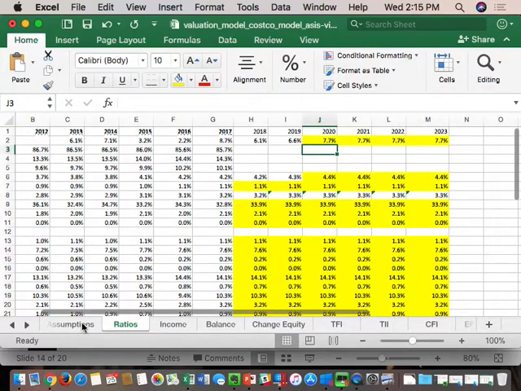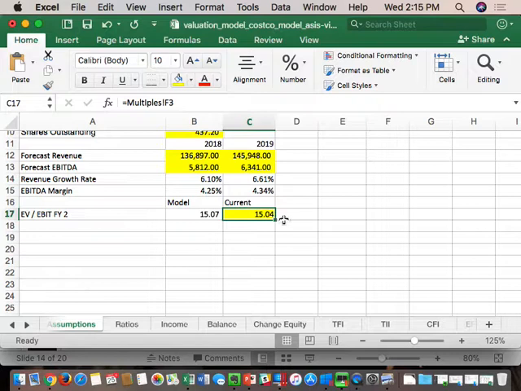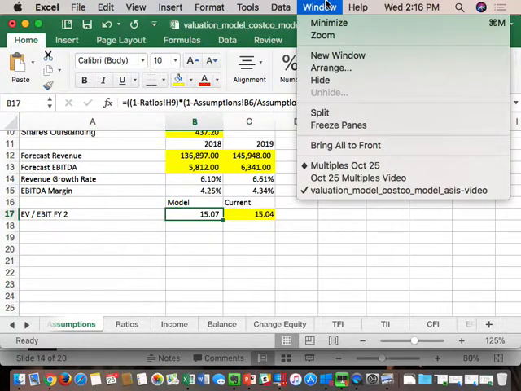what we did for Costco in the assumptions tab, down here, we created, using at the time what the current EV to EBIT was and what our model's EV to EBIT was as we did the valuation. We kind of built that in, right? So instead of finishing this assignment in the valuation model, I'm going to do it in a separate spreadsheet just to make it simpler and easier to see the drivers. So let's go back to our video here.